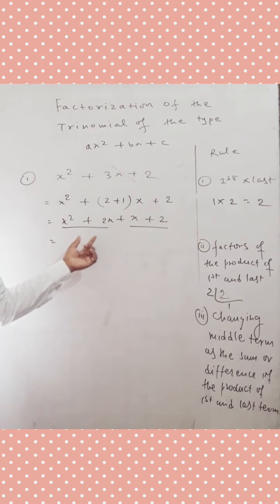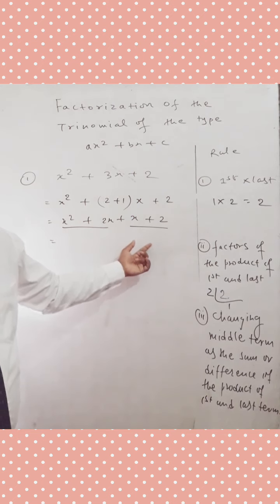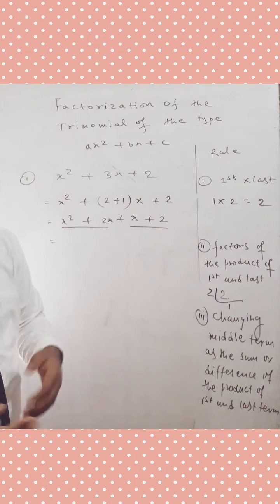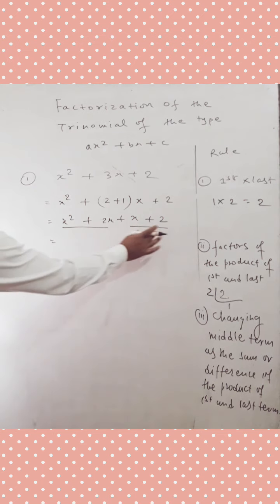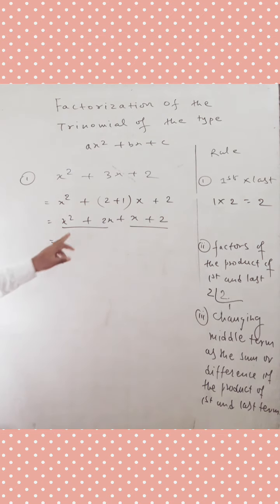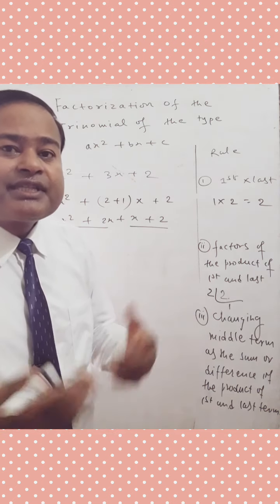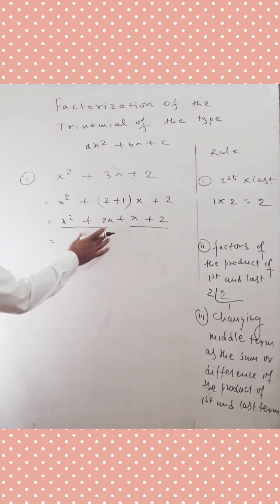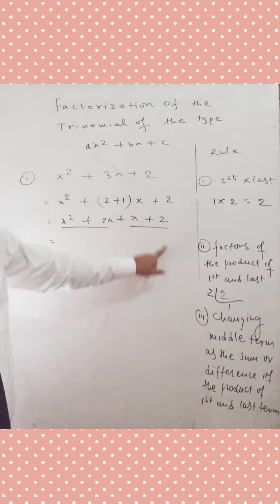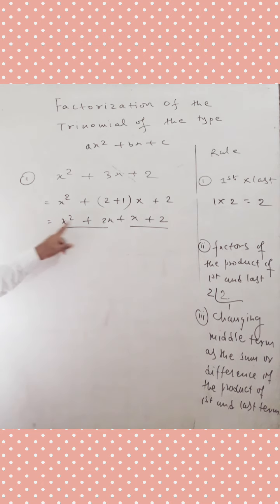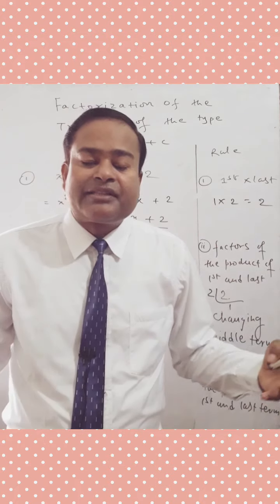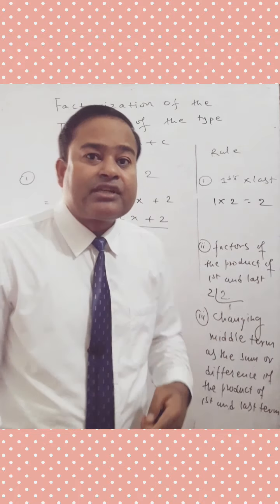Now we'll do factorization by using the grouping method. We have already divided into 2 groups. By taking x² plus 2x, we'll factorize the first group, and by taking x plus 2, we'll factorize the second group. So this is according to the grouping method. Now let's factorize x² plus 2x and x plus 2. From x² and 2x, we can take x common. In the grouping method, if any term is common, then we should take it common at first.